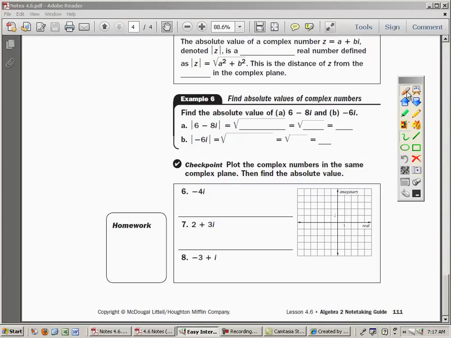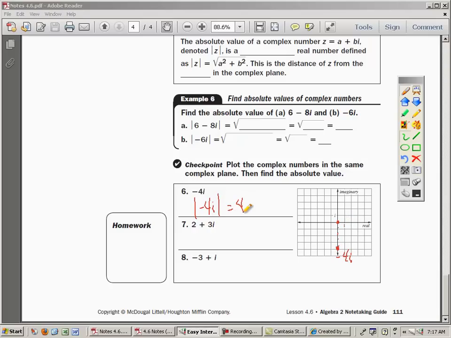Again, you can use the graph. You have to graph them. So this is 0 plus negative 4i. 1, 2, 3, 4. So that's just down 4. That's negative 4i. Again, there is no real component of that. We don't go right or left. We simply go down 4. So the absolute value of negative 4i, well, guys, that's 4, right? Because the distance from negative 4i to the origin is 4.